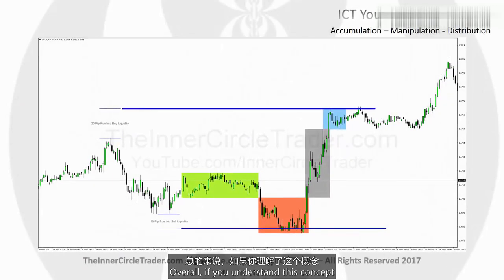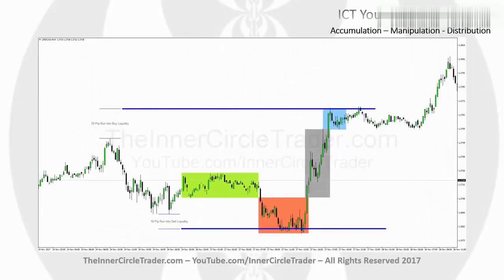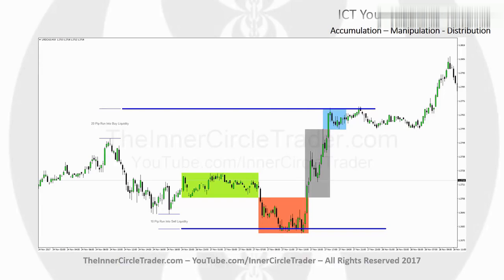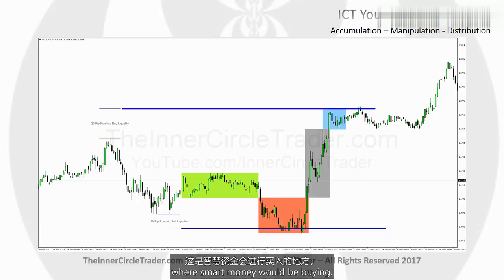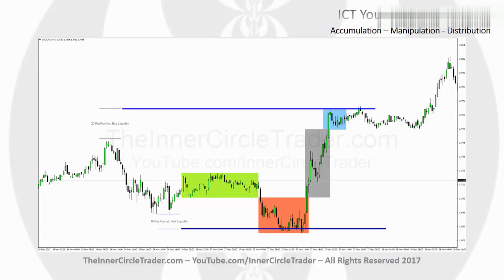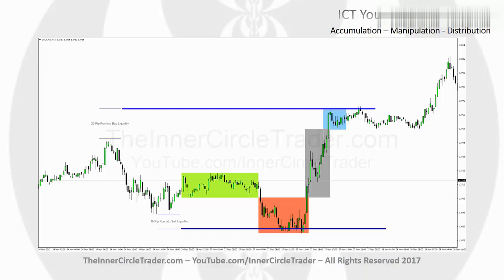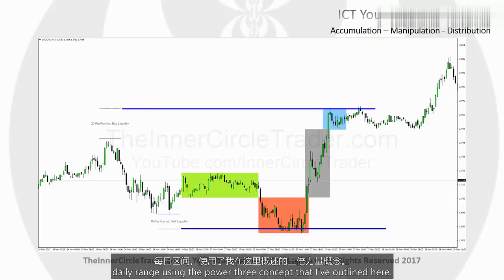Overall, if you understand this concept, and there's lots more information coming by way of my tutorials, you can look at the marketplace like this and see the original consolidation here in the green. Market reaches down below the consolidation into an area of liquidity, which is 10 pips below equal lows. Those sell stops are triggered, where smart money will be buying. Once those sell stops are tripped, they're buying the low of the day. The market rallies up. We have an expansion move, or range expansion, up into a move of running 20 pips above the old high. Then your distribution cycle goes into the marketplace, and there's a complete daily range using the Power 3 concept that I've outlined here.